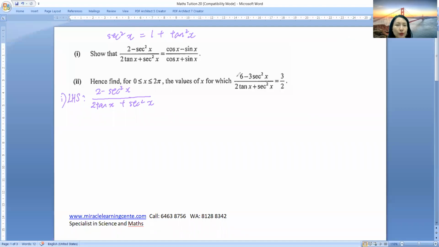Let us look at this maths question. We need to prove the left-hand side equals the right-hand side. So, left-hand side, you notice there's a secant squared x. So we need to use this formula: secant squared x equals 1 plus tangent squared x.